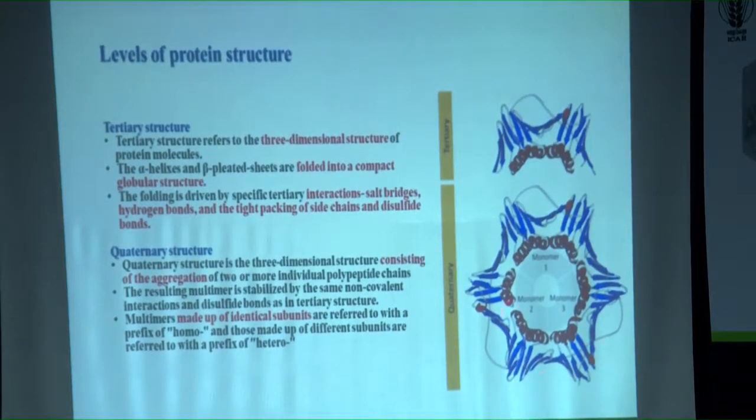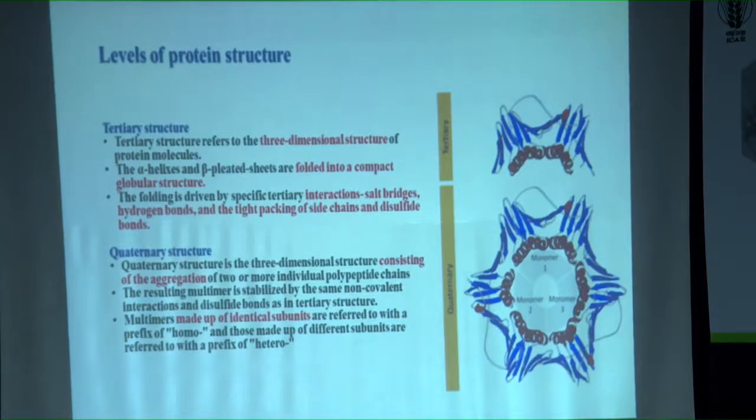Then in protein, sometimes we refer to the quaternary structure. What is the quaternary structure? When different tertiary structure units are held together by the same type of bonding, they form a complex type of structure. So I refer to this as 1 monomer, 2 monomer, 3 monomer. They are held together by some bonding, and this is known as the quaternary structure. Now the question is, how do you get this structure?